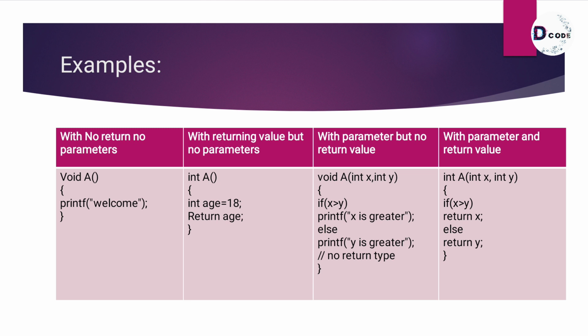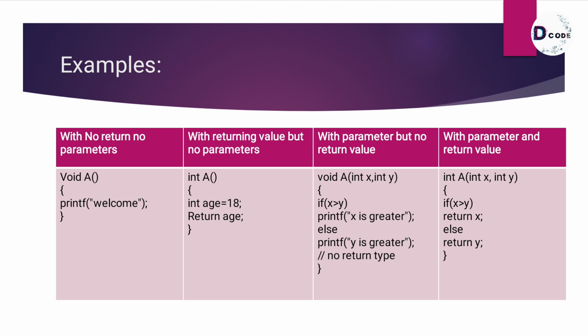We can write any program based on functions in four ways. They are: without parameters, without return value; without parameters, with return value; with parameters, without return value; with parameters, with return value. If you look into the example, you can understand here.